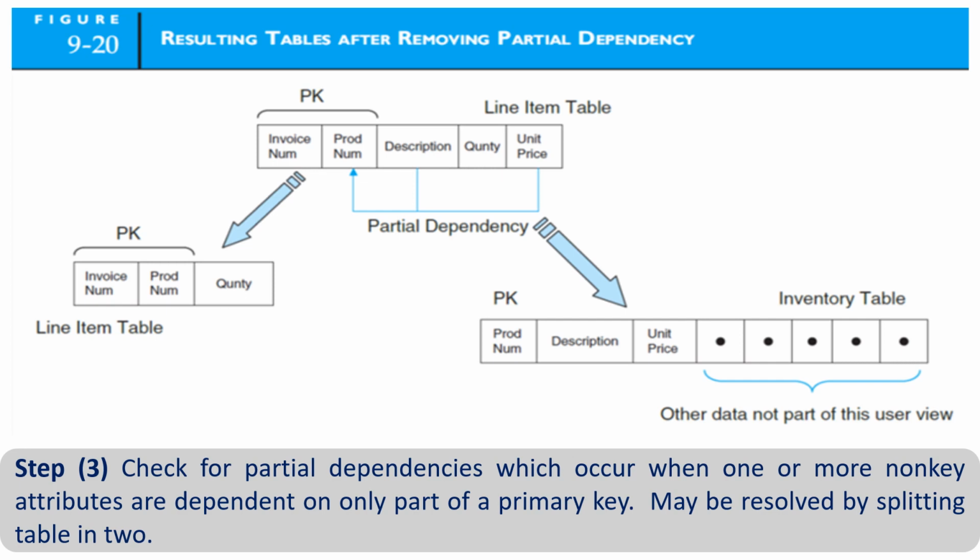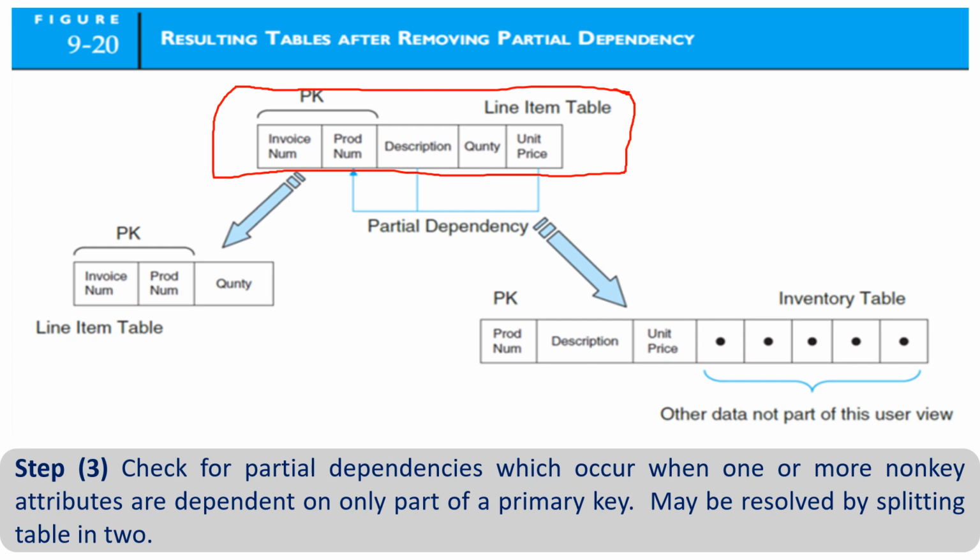Okay, so step three, to check for the partial dependency, which occurs when one or more non-key attributes are dependent on only part of the primary key, may be resolved by splitting the table into two. So now we need to look into the repeating groups table, which is the line item table here, which carries the invoice number, product number, description, quantity, and also unit price.